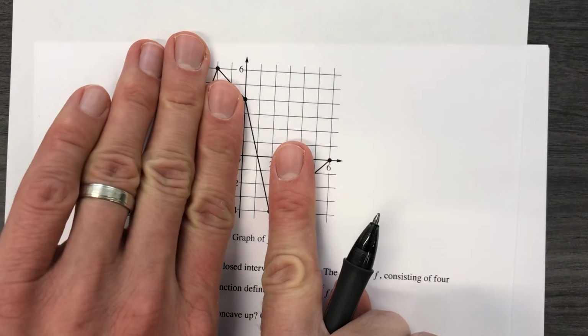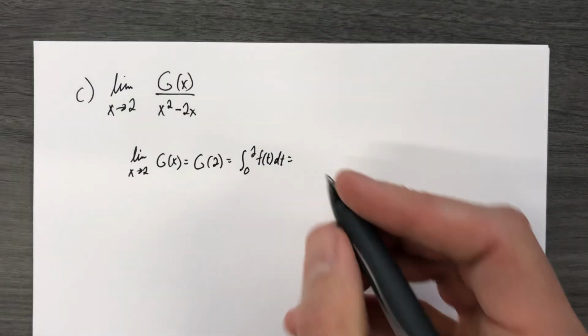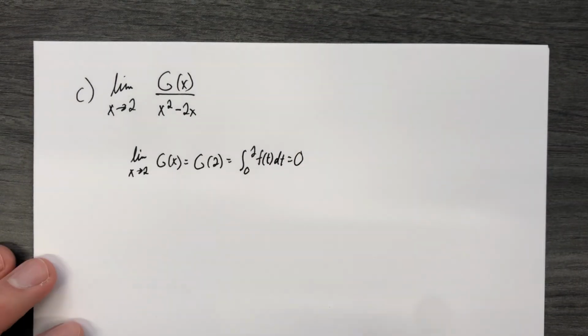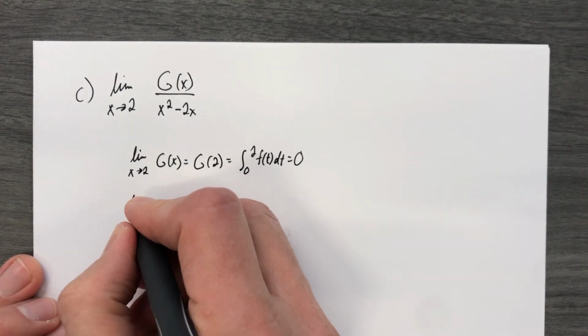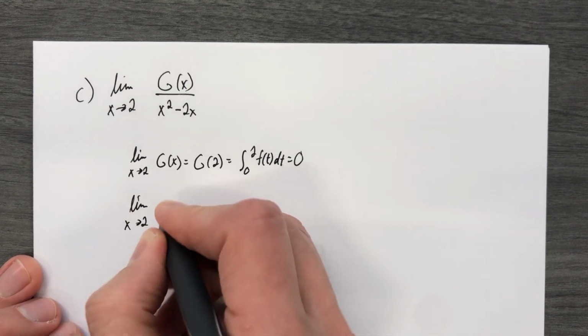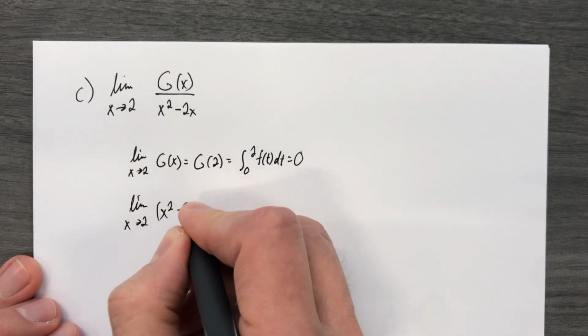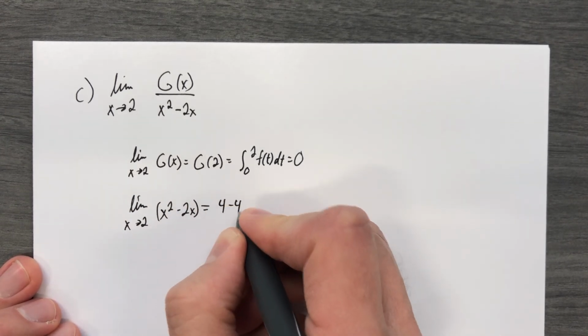And we actually just talked about this. Going from 0 to 2 would cancel out the positive and the negative area. So this one is 0. So the numerator is 0. We're well on our way to L'Hopital. Limit as x approaches 2 of x squared minus 2x is going to give me 4 minus 4, which of course is 0.